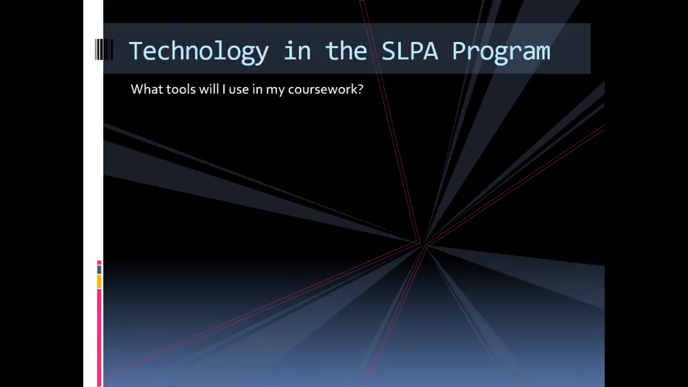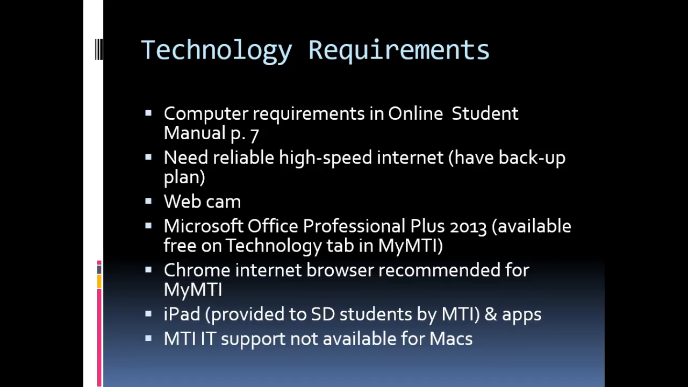Some of the technology that you'll encounter in the SLPA program, we're going to go through some of that now. One thing I do want to point you to is the online student manual, and specifically page 7, where it talks about the computer requirements or the technology specifications that you'll need. One thing as an online student that's really important is to have reliable, high-speed internet. Your courses are being delivered online, your coursework is submitted online. That high-speed internet and reliable high-speed internet is very important.